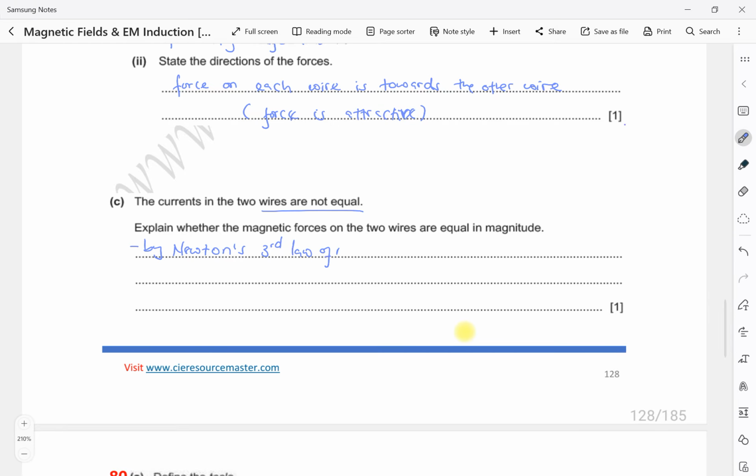of motion, the forces are equal but in opposite directions.